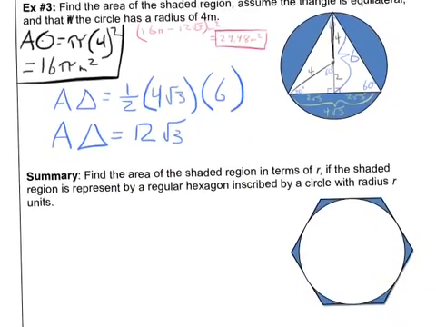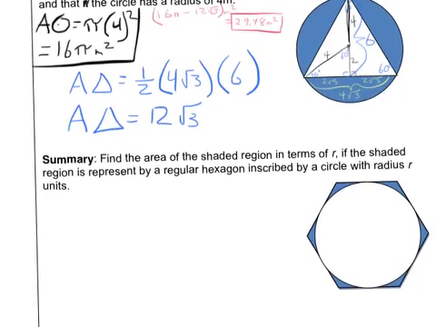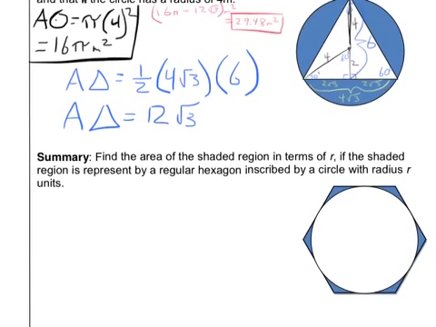Alright, you guys, last problem here. I want you to find the area of the shaded region in terms of r, if the shaded region is represented by a regular hexagon inscribed by a circle with radius r units. So now they're not giving us a number, they're just giving us a letter r, and we're going to use that for the radius. And we actually can use it for the apothem too.